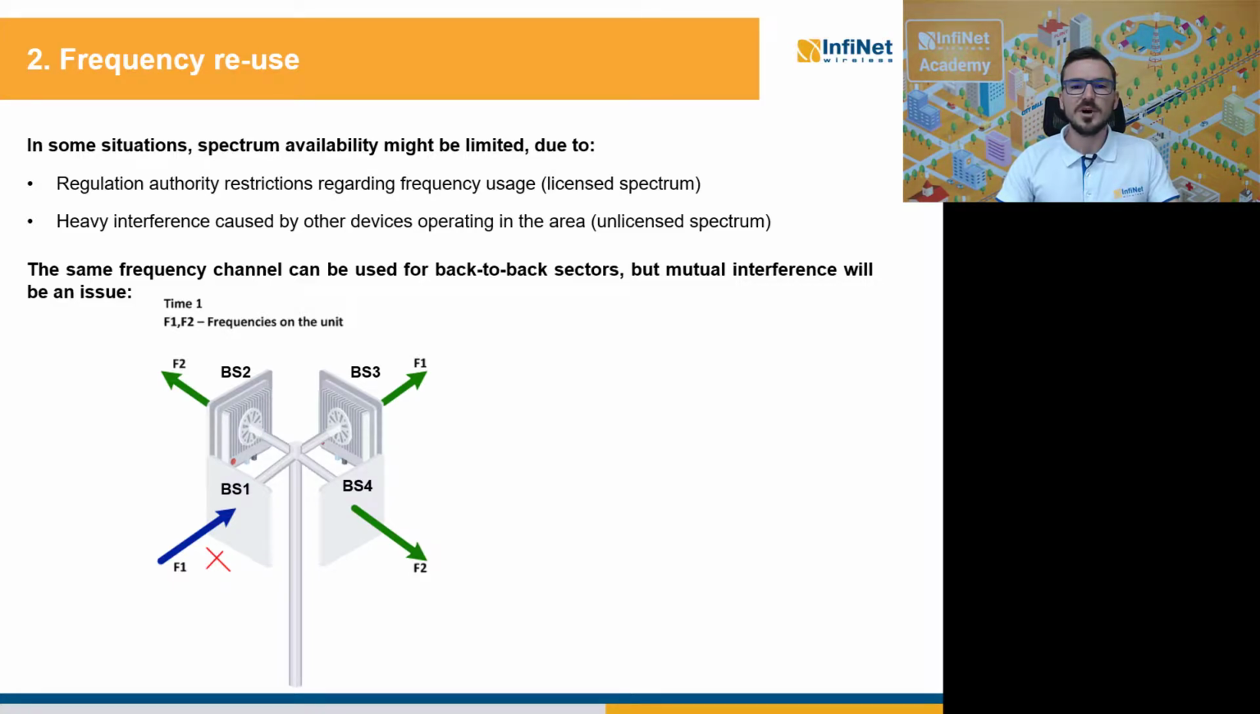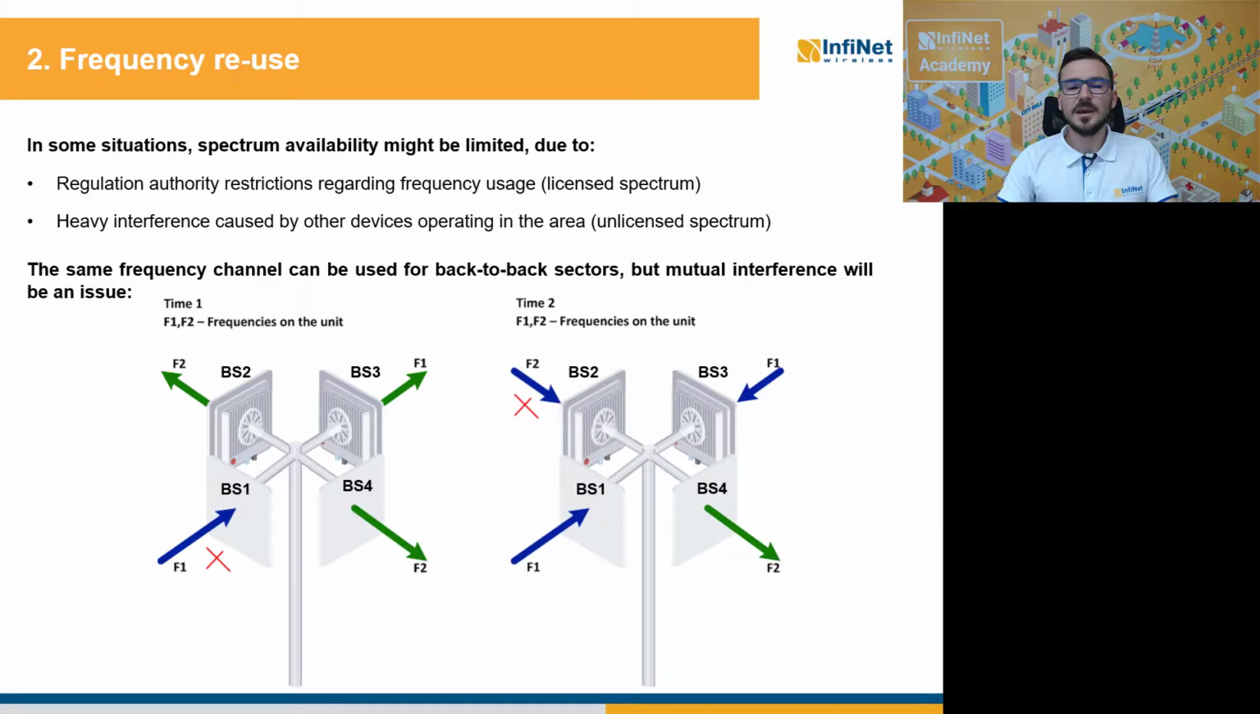Since base station 1 and base station 3 are using the same frequency, BS1 will be heavily interfered by BS3 because the signal of BS3 will be more powerful than the one coming from the subscribers, so the reception will be affected. The same thing happens when BS4 is transmitting and BS2 is receiving. Even if the other 2 sectors are receiving this time, the reception at BS2 will be affected because BS4 is transmitting on the same frequency.